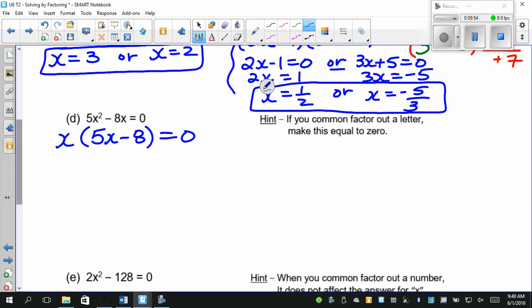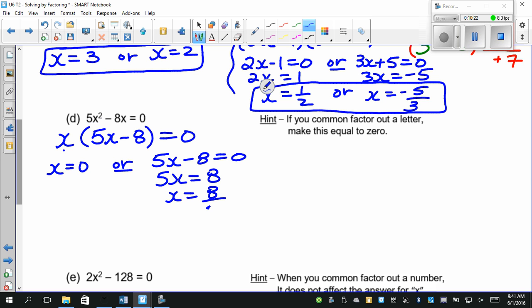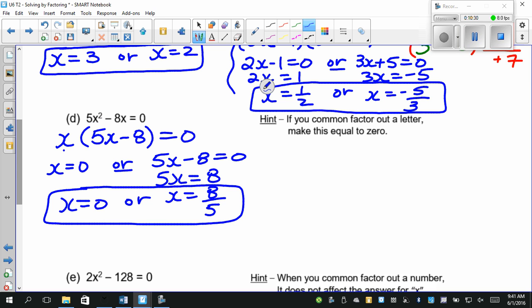Now when we have just one bracket and then this x out in front, that x is still one of the things that is multiplying. So we just bring that down like it's a bracket and say x equals 0 or 5x minus 8 equals 0. Okay? So I need to do some work with this 5x minus 8 equals 0. So 5x equals 8. X equals 8 over 5. So that means it's x equals 0 or x equals 8 over 5.